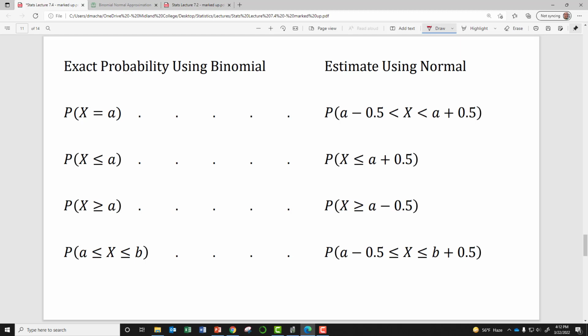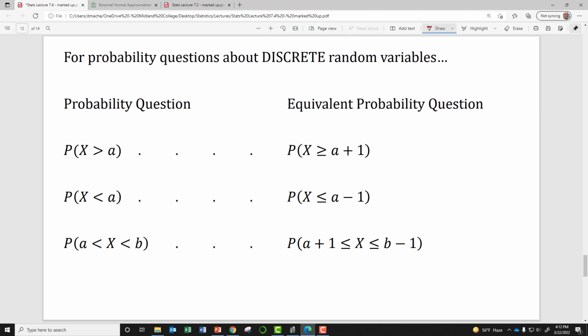This table is actually a repeat of what we had before. But if you are asking a probability question about a discrete random variable, there are 2 different ways you could ask the probability question, because the outcome of a discrete random variable has to be an integer, right? So you might ask, what's the probability that x is greater than a? As an example, the probability that x is greater than 5, let's say. That would actually be equivalent to asking, what's the probability that x is greater than or equal to 6?